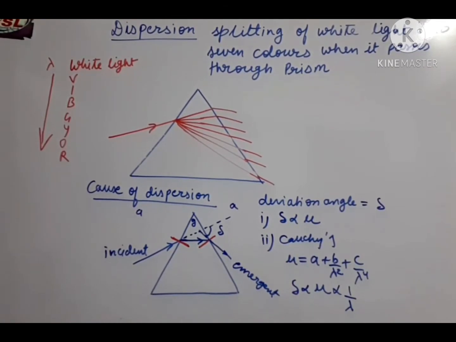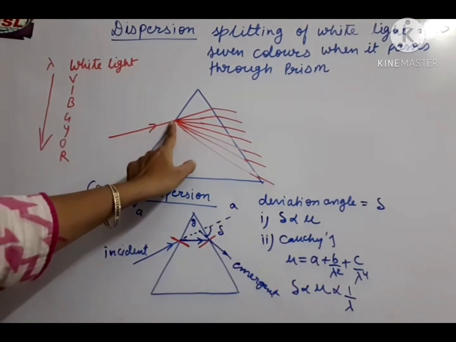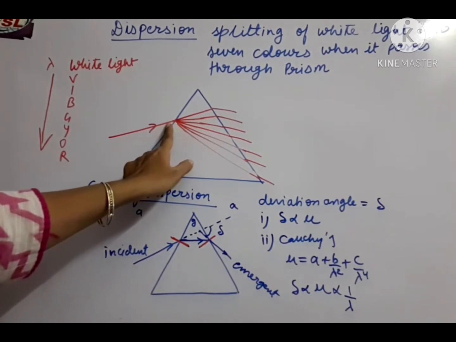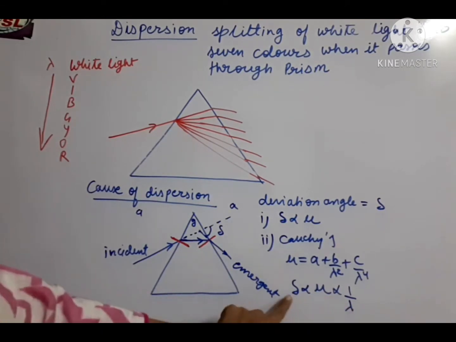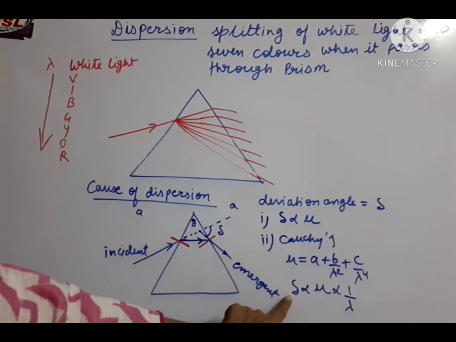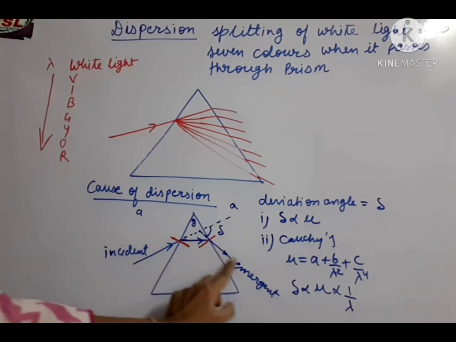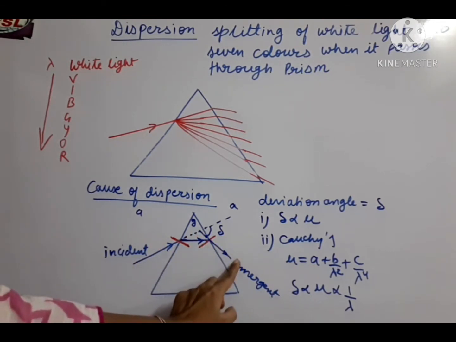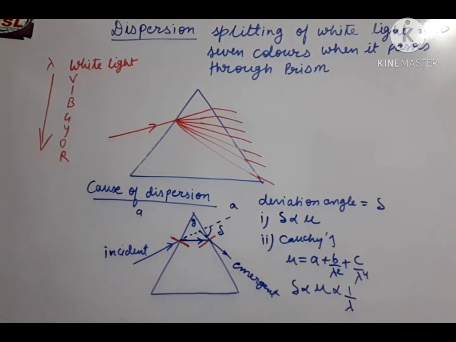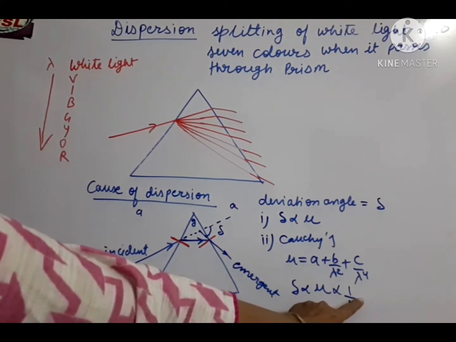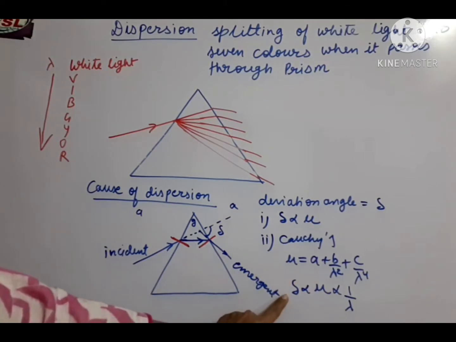So this way you can see that when we enter the white light, since in the white light there are already 7 lambdas, that means 7 colors, for each lambda the deviation angle will be different. Deviation angle means at what angle this light will come out. So for red color, lambda is greatest, so delta, the deviation angle, will be minimum.